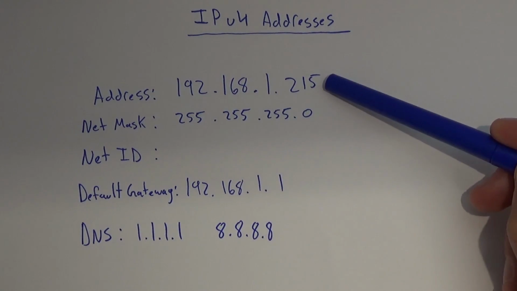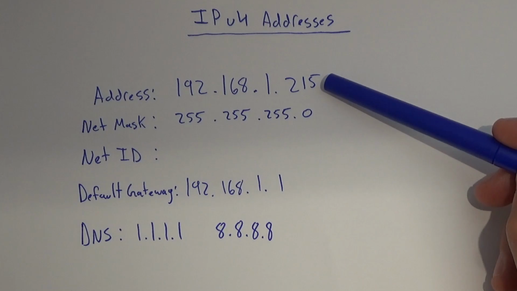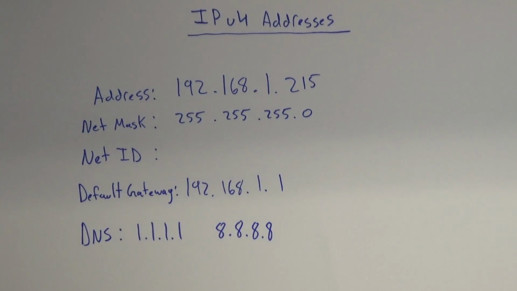So this is an IPv4 address. You'll notice that it is 4 numbers separated by periods. Now these numbers can range between 0 and 255. You have to think really that an IP address is 32 binary digits.